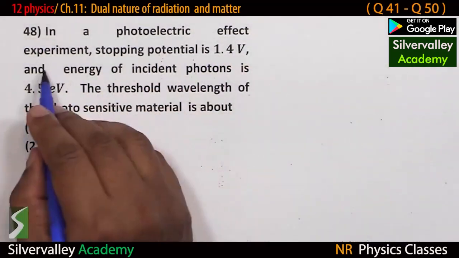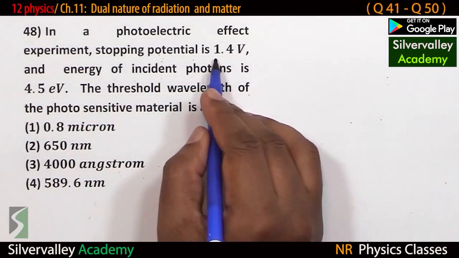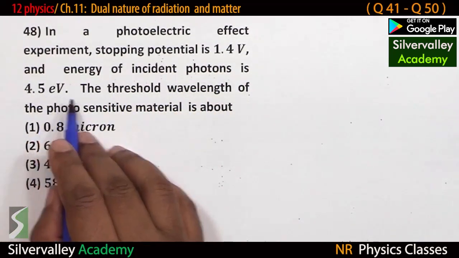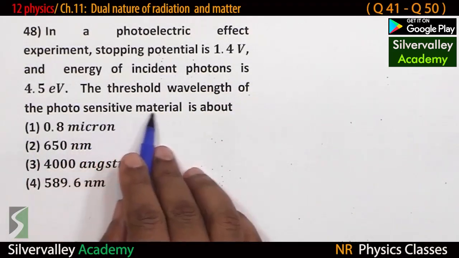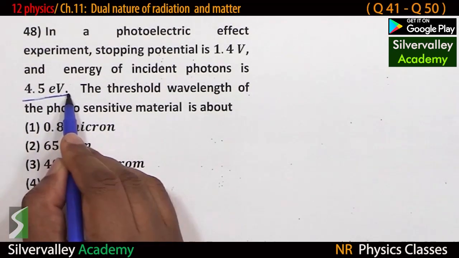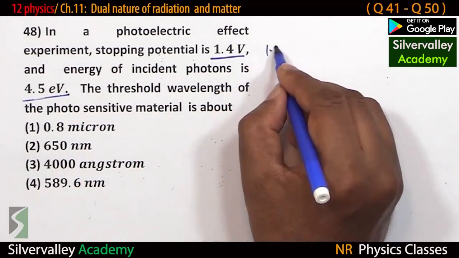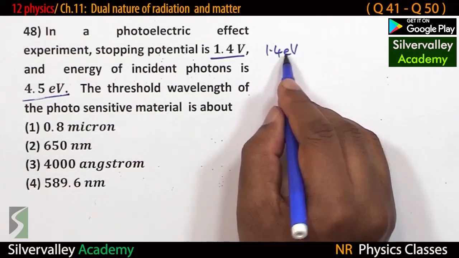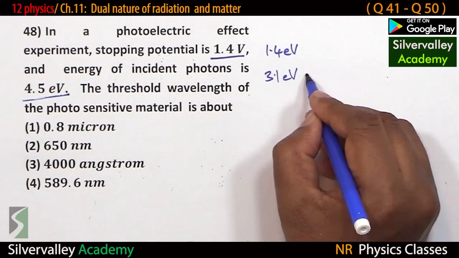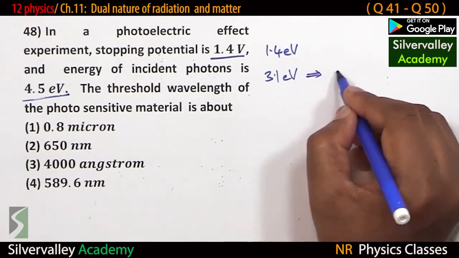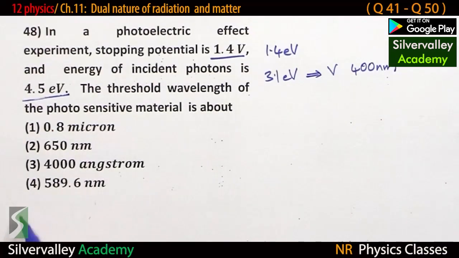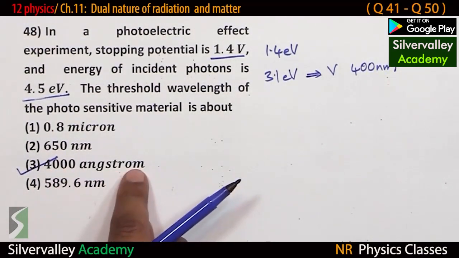In a photoelectric effect experiment, stopping potential is 1.4. Energy of incident light is 4.5. Threshold wavelength of the photosensitive material is about? Incident energy is 4.5. This is 1.4 eV, kinetic energy. Difference of these two is 3.1 eV. 3.1 eV is for violet, which is about 400 nanometer. Therefore, 4000 angstrom.